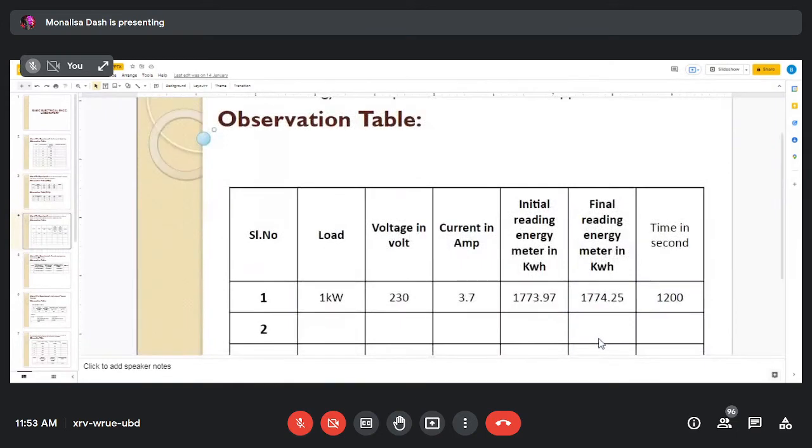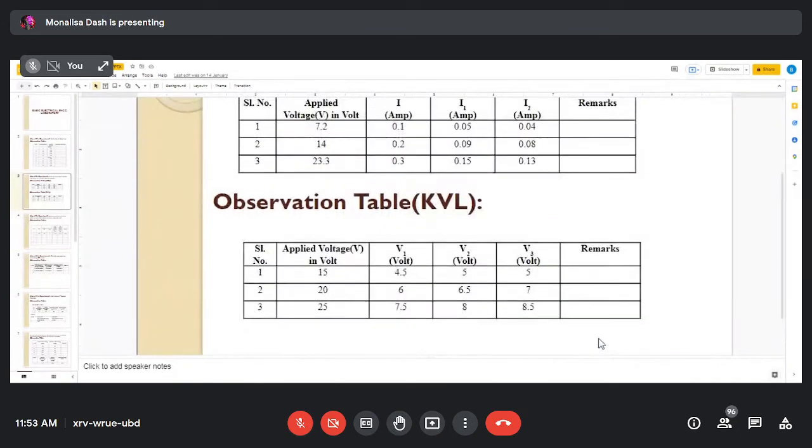Ma'am, is this offline mode or online mode? This is offline, no? The video that you showed, is it offline or online? It is offline. So obviously the reading is for offline, okay? Ma'am, only one reading you have to take, no, ma'am? For KCL and KVL. One reading means one observation table for each, for KCL and KVL.